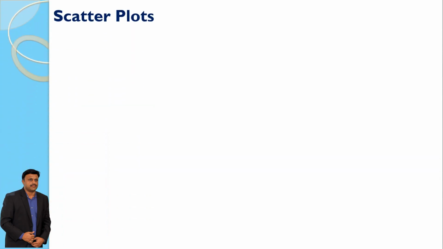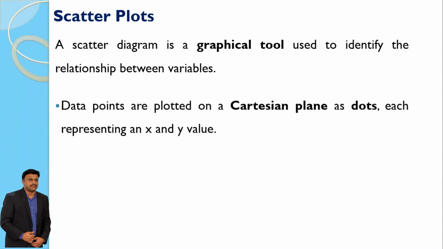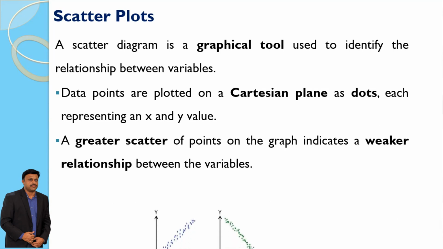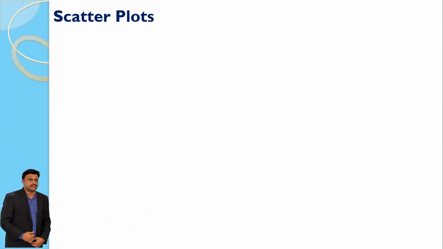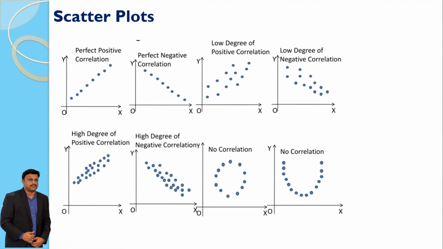A scatter diagram is a graphical tool used to identify relationships between variables. Data points are plotted on a Cartesian plane, and a greater scatter indicates a weaker relationship. Scatter plots can show various degrees of correlation, from perfect positive and negative correlations to no correlation at all.